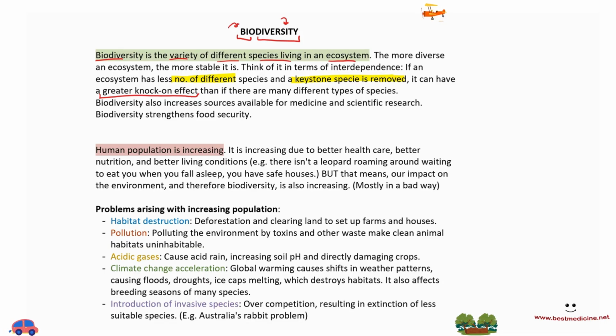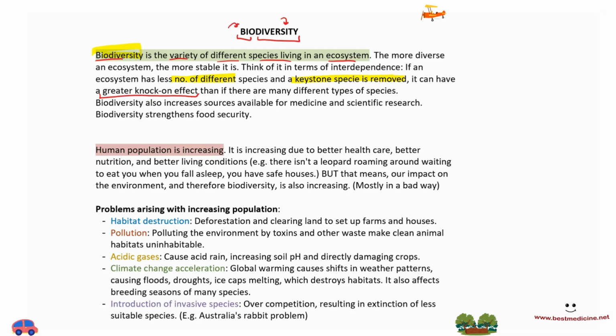Now, if you have a greater biodiversity, you would have many different kinds of plants producing many different kinds of foods. And so even if you remove one plant, you would still have all the other plants available for the primary consumers to feed on, and still save essentially the organisms that live in that ecosystem. So, a lesser knock-on effect if there is greater biodiversity.